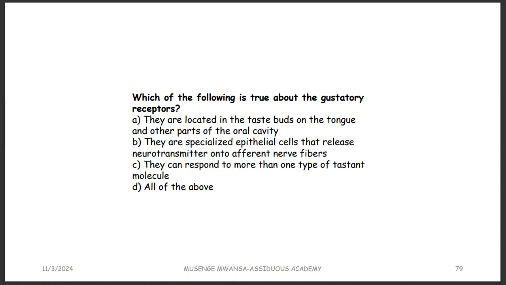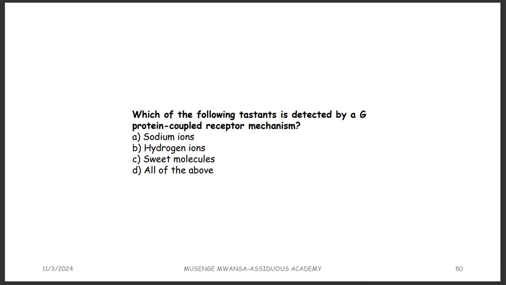Which of the following is true about the gustatory receptor? They are located in the taste buds on the tongue and other parts of the oral cavity. They are specialized epithelial cells that release neurotransmitter onto the afferent nerve fiber. They can respond to more than one type of tastant molecule. All of the above. I also go with the same.